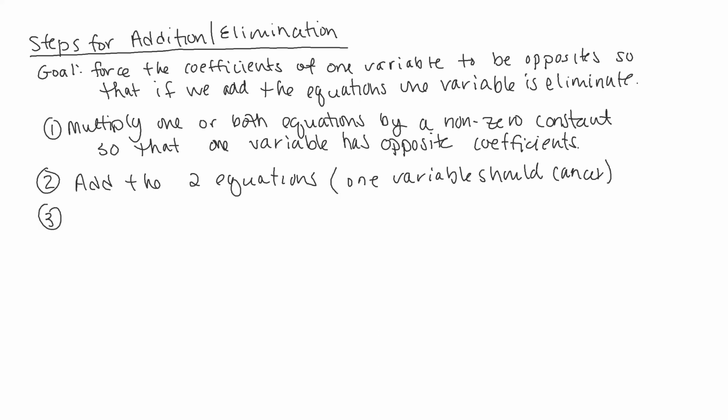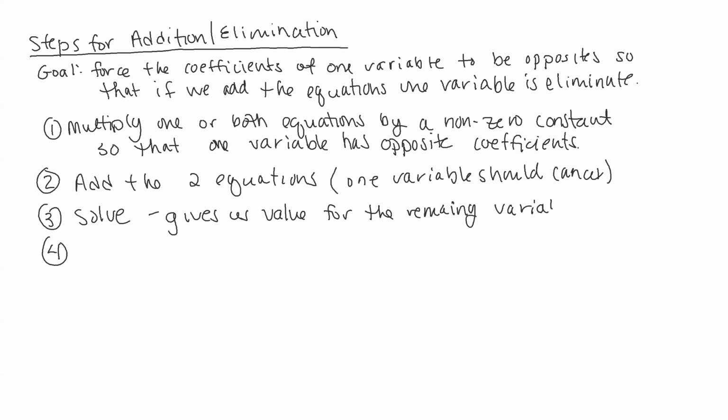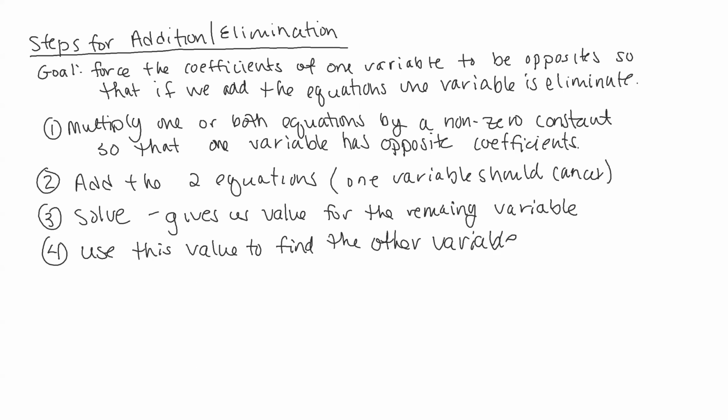When we do this, we then want to solve. Okay, this gives us the value for the remaining variable. We're going to use this value from step 3 to find the other variable. We do that by plugging it into one of the original equations and solving. We check our work. And then my added step here is always write your answer as an ordered pair.